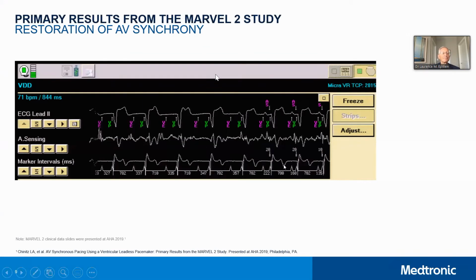Next slide. And here you can see again where you have restoration of AV synchrony, where it again starts tracking the atrium and gives you good AV synchrony on the right of the screen. Next.